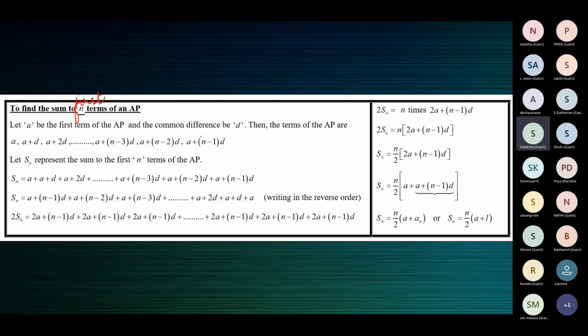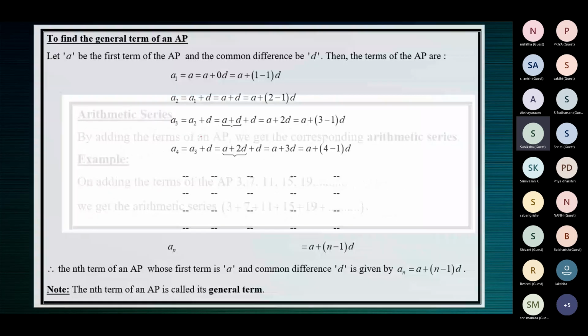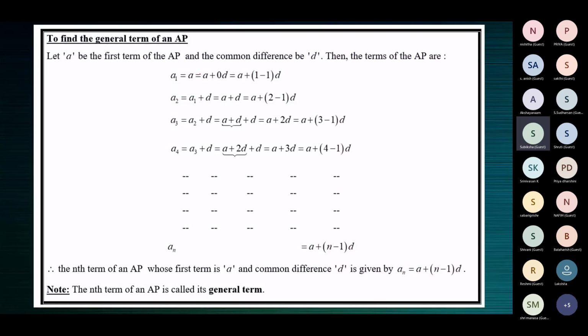When it is an AP, you need to first be clear about your first term and the common difference. What is the first term? What is the common difference? So let A be the first term of the AP and let the common difference be D. Then the terms of the AP are A, A plus D. The first term is A, the second term is A plus D, A plus 2D is the third term, A plus 3D is the fourth term.